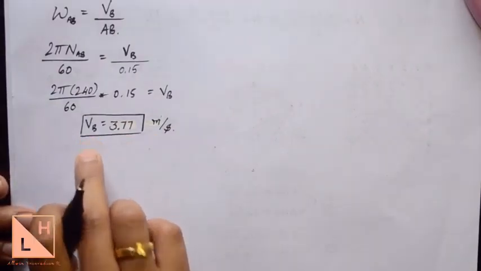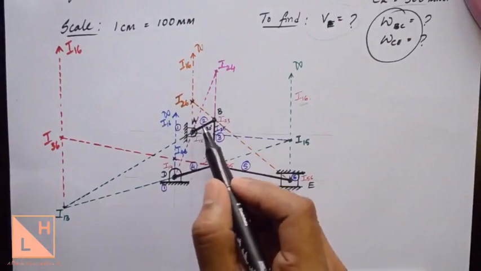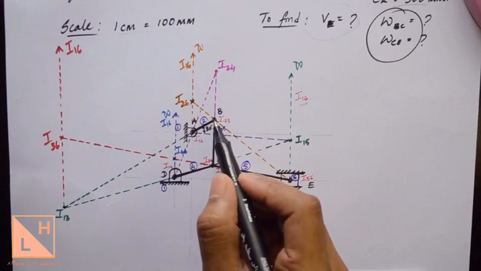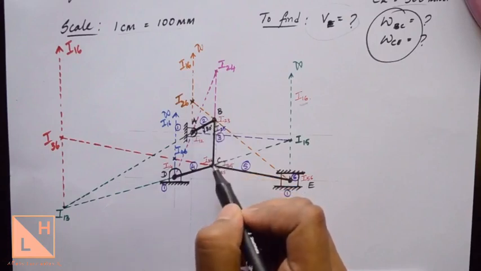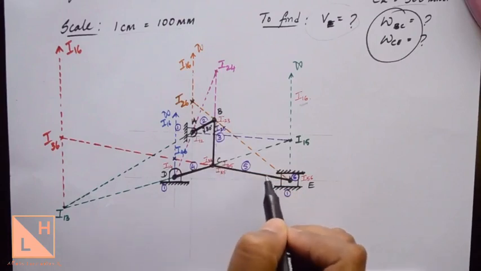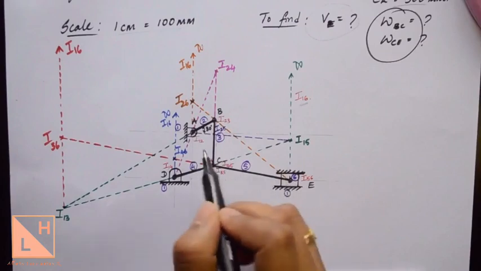Why are we finding out VB? Because in the mechanism drawing, if we know the angular velocity of AB, we can find out the velocity at point B. If we know the velocity at point B, we can find out the angular velocity and also the velocity at point C, and it proceeds. If we know the velocity at point C, we can find out the angular velocity of CE as well as the velocity of E. So it is all interlinked because this is a single mechanism.